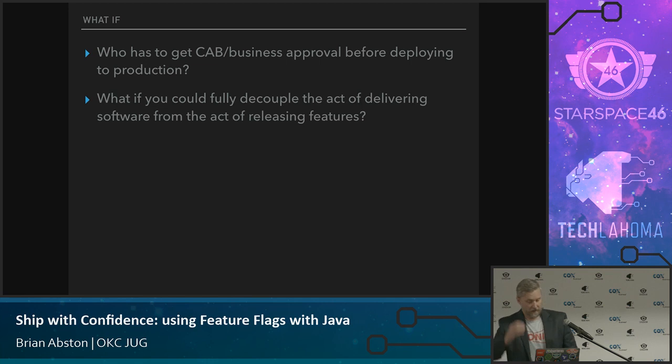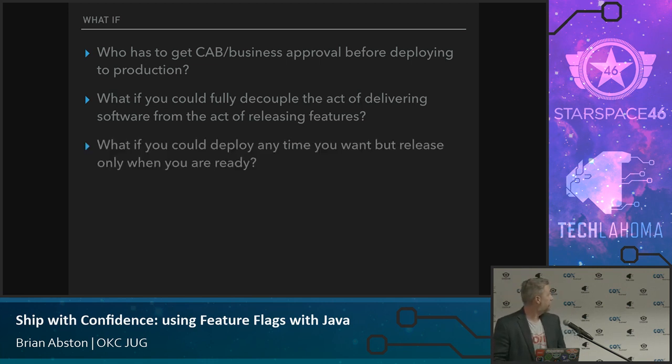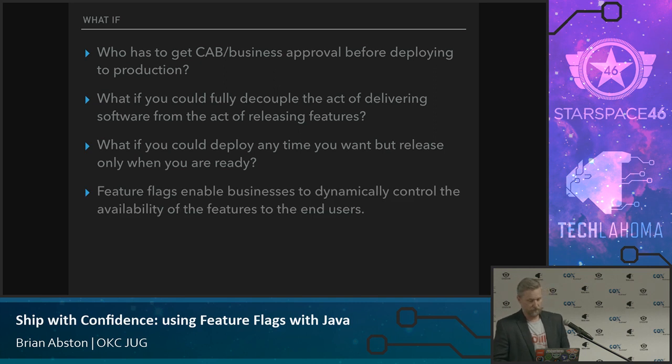So what if you could fully decouple the act of delivering software from the act of releasing? And what if you could deploy anytime you want, but only see the changes when you're ready for them? So feature flags, they enable this to happen, right? So you can release into production, and your features that you've deployed are actually not released. They're deployed, so you're waiting for those flags to be turned on before the actual features are released.